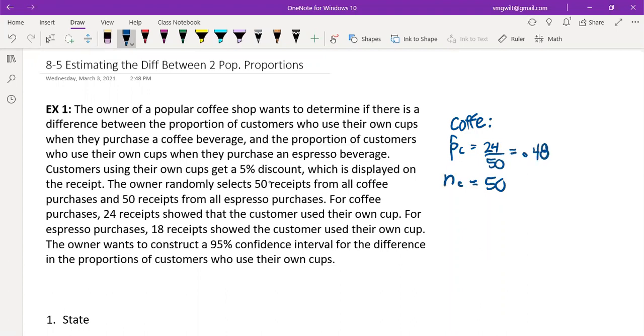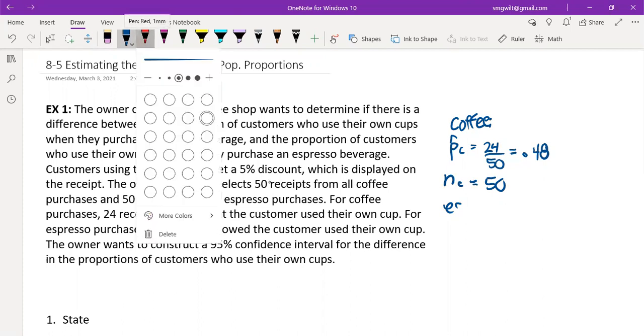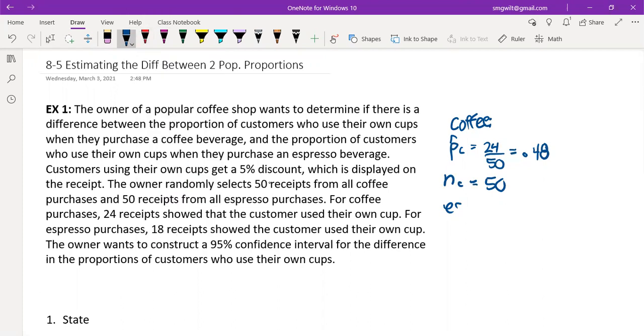For espresso, we'll just do bold and blue. So p hat for espresso purchases was 18 out of 50, which gives us 0.36. And the sample size again was also 50.